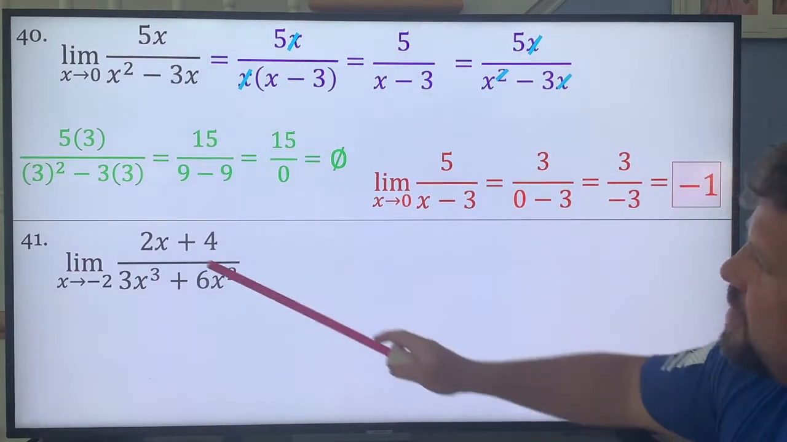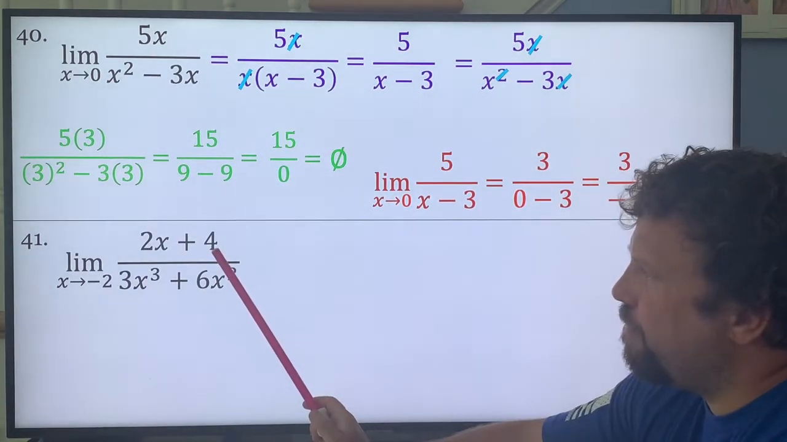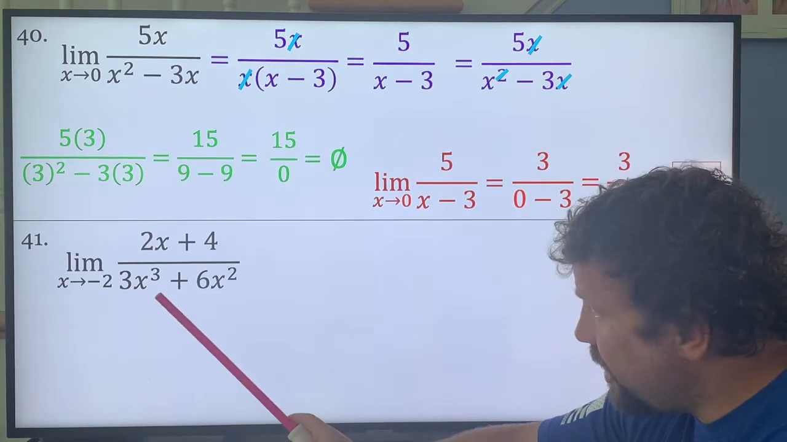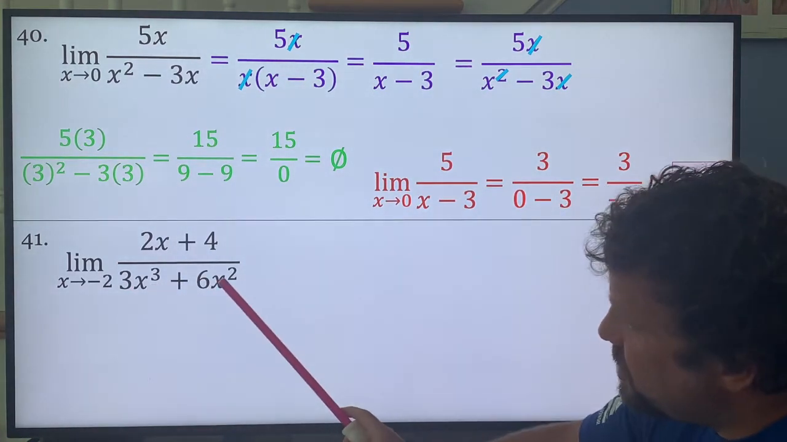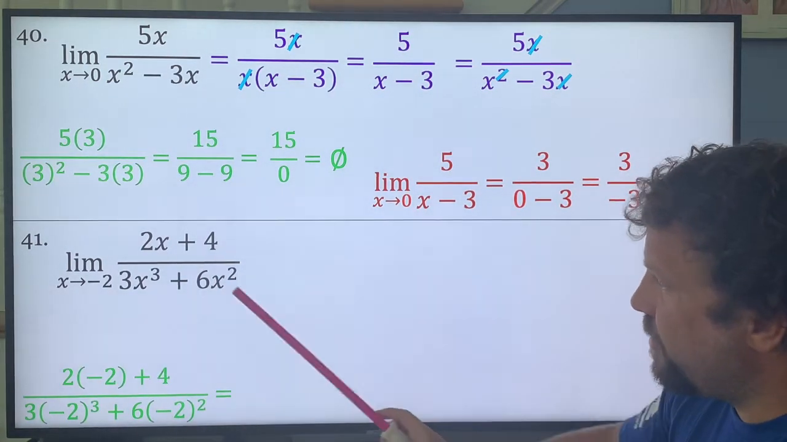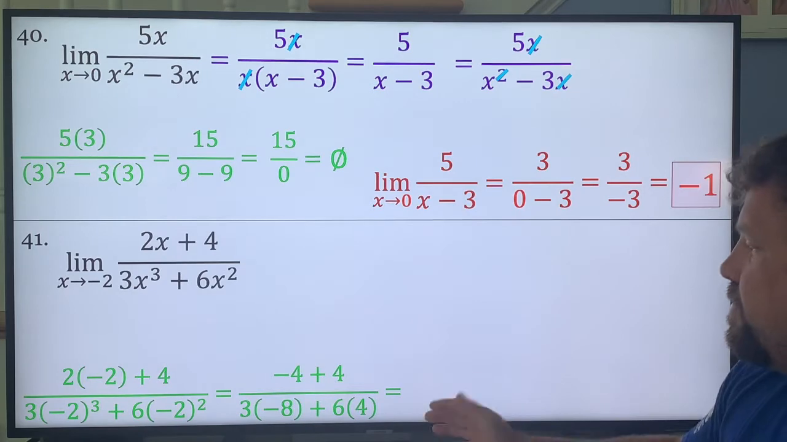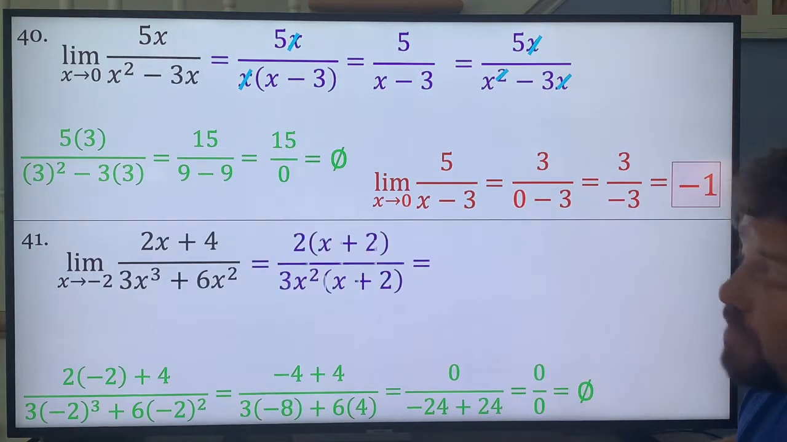I just check the two. This one. How can we factor? What can we take out of the top? A 2. What can we take out of the bottom? A 3. And you have 3 x's here, 2 x's here, so we can take out 2 x's. So, first off, I plug my negative 2 in. I'll tell you right now, the answer is always going to be undefined. All right, most of them are.